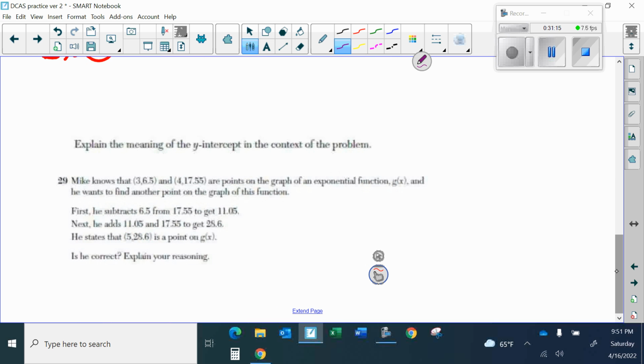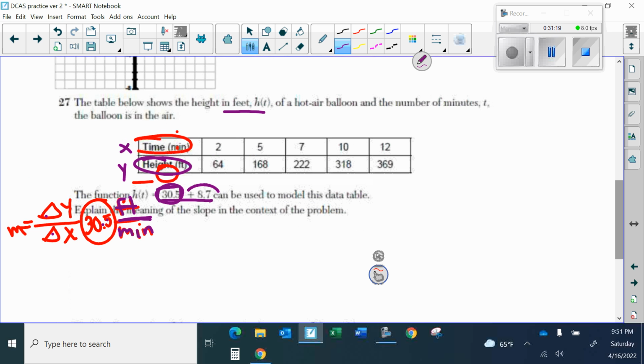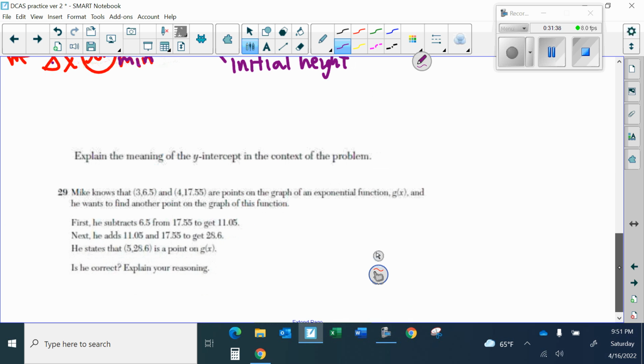Explain the y-intercept in the context of the problem. The y-intercept is the initial height. So it's 8.7 feet off the ground to begin with. Remember, the y-intercept is always the initial height or initial value. Same thing, in this case, initial height. Okay, so 8.7 feet above the ground is when it started, before it was let go.